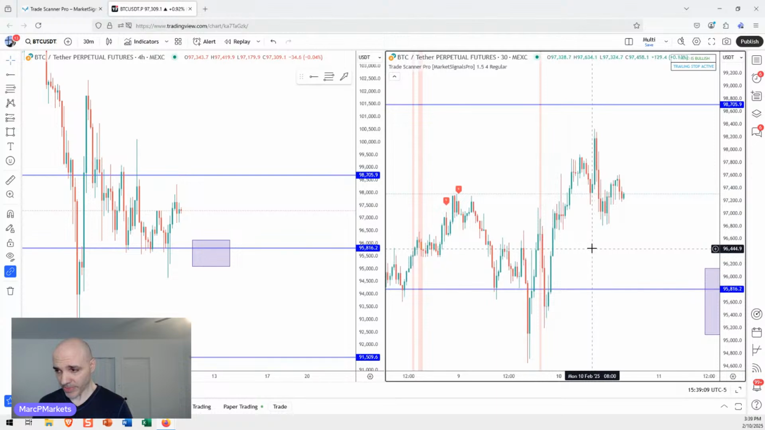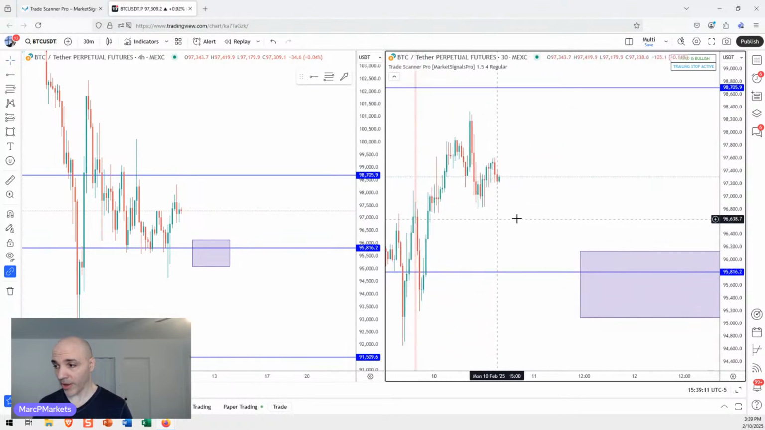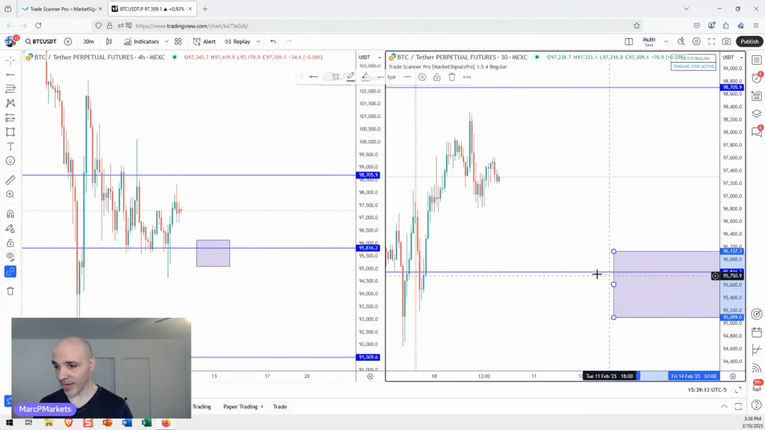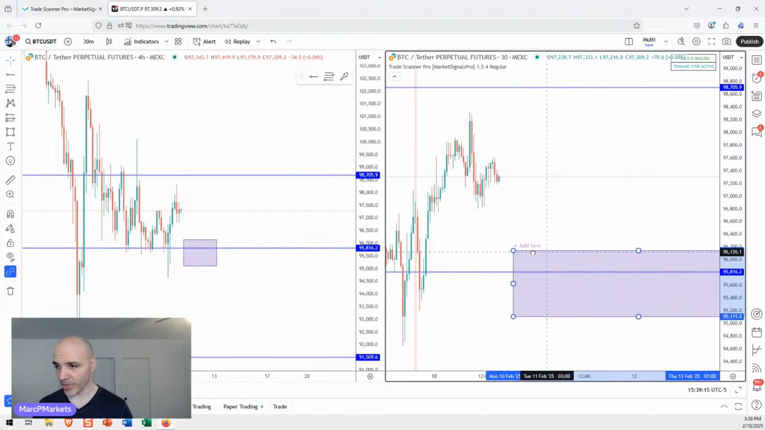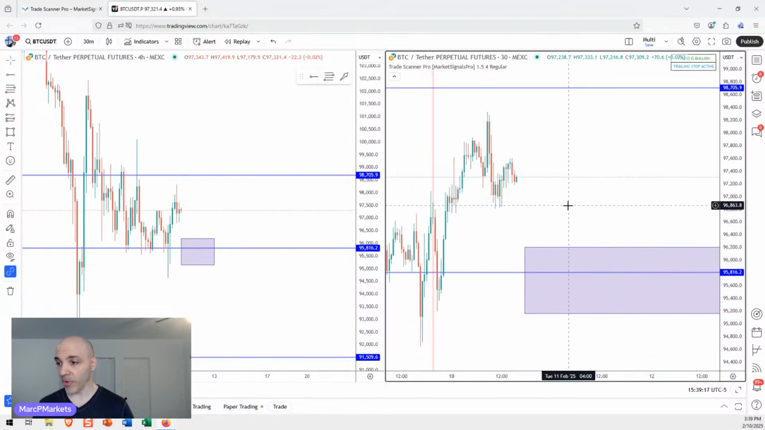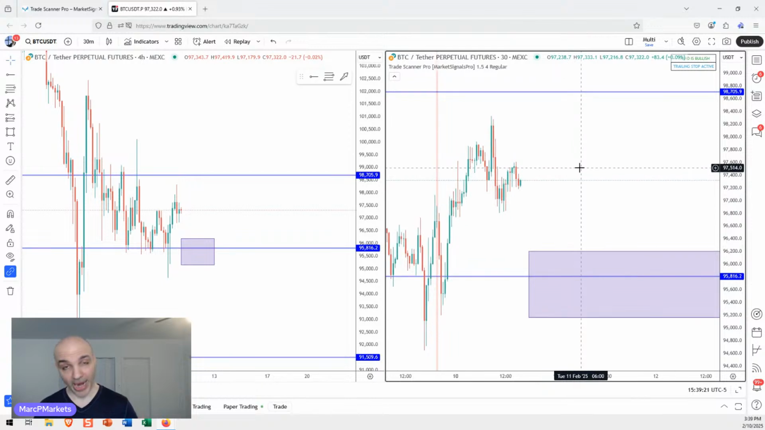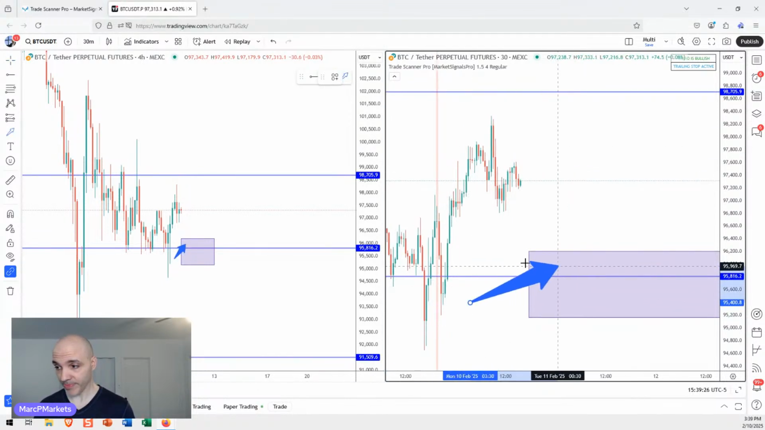All right, now, so I know where I want to go long. In fact, look, there's the rectangle. This is the rectangle that corresponds with the one that I drew on the other chart. See how it's moving? Okay, so that's the area I want to go long for swing trades. So what do I have to do? I have to wait for the Trade Scanner Pro to give me a long somewhere in this area.